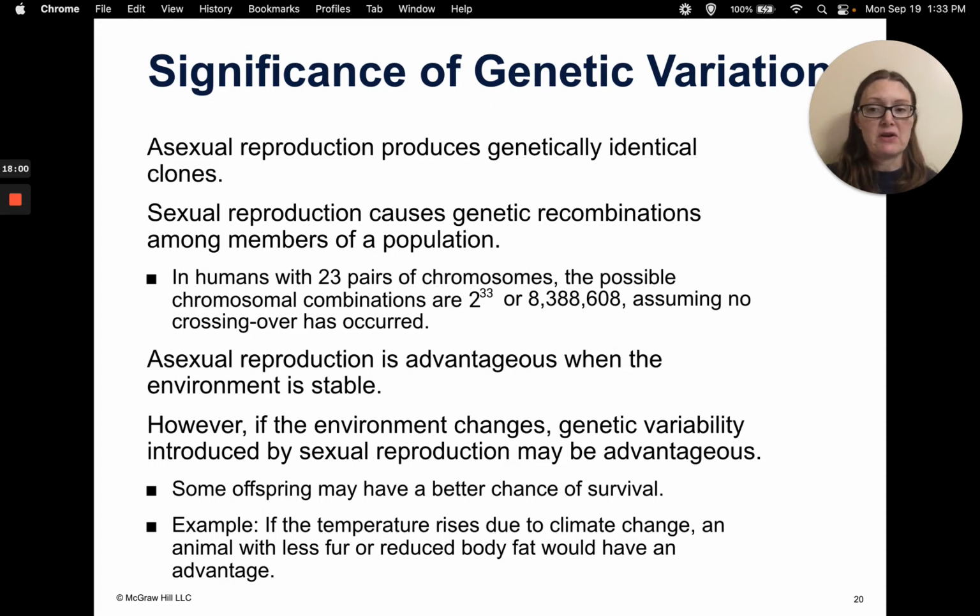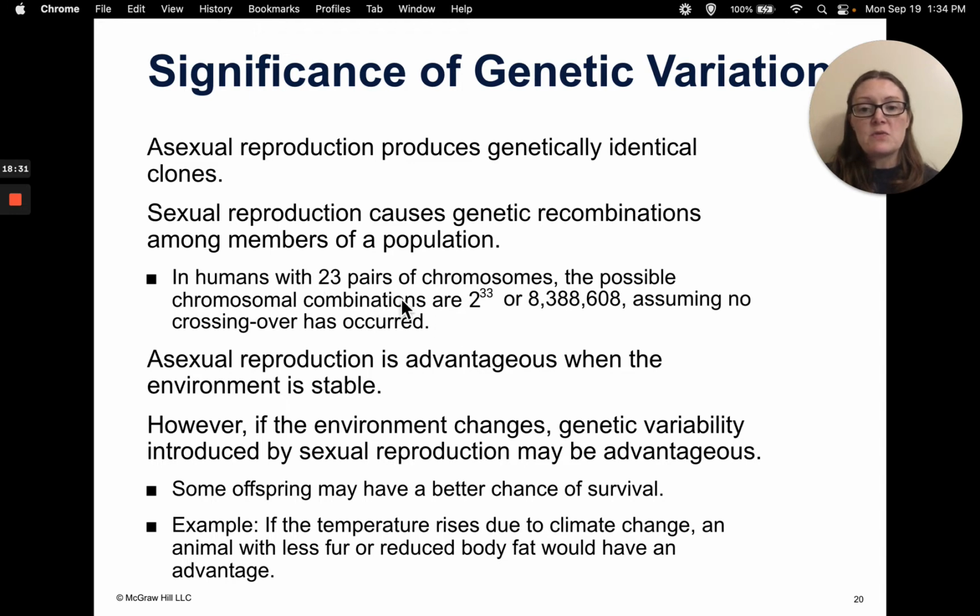Asexual reproduction produces genetically identical clones. So if a single-celled creature just makes a clone of itself, well, that's great. It doesn't take as much energy. The organism doesn't have to find another organism. It doesn't need another individual to mate with. It can just reproduce itself. But if there's something genetically wrong with the individual, then it just made a copy of those same genetic mistakes. So that's, again, a reason why sexual reproduction is important.